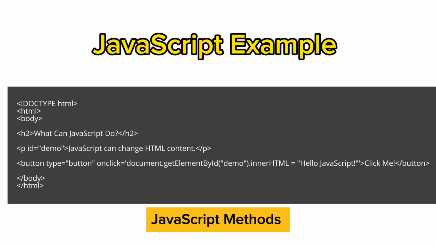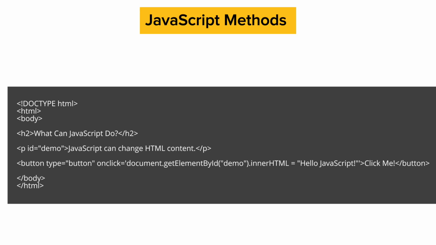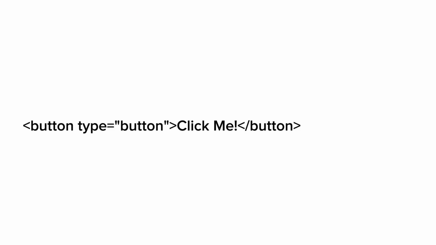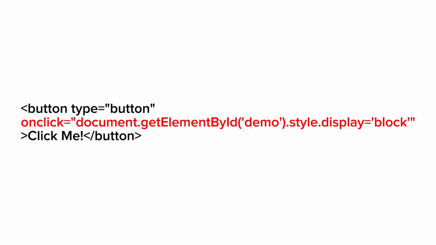JavaScript methods can change HTML content. Let's see how. One of many JavaScript HTML methods is getElementById. And today we do a lot of things with this method. In this lesson we use the button tag, which is an HTML tag. And we add an event listener to it which is called onClick. This means whenever we click we execute a JavaScript code.